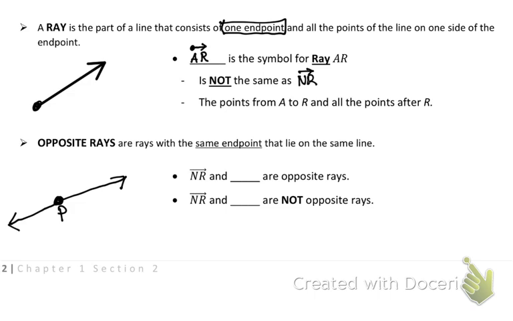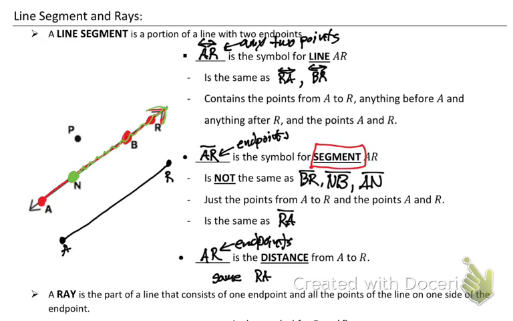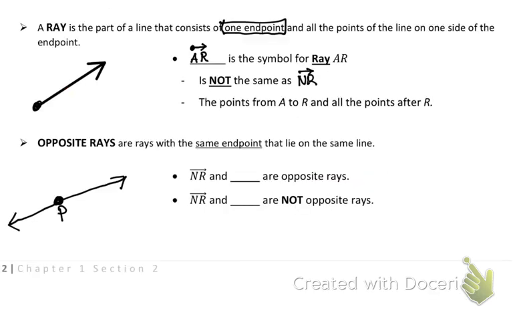So if I look at NR, I'm looking for an opposite ray of NR. Let me erase this real quick. So it says, find the opposite ray of NR. Well, an opposite ray of NR would still have to start at N, but go in the opposite direction. So that ray has an endpoint of N, and it goes past A. So if we go back here, the opposite ray of NR would start at N and go over A.